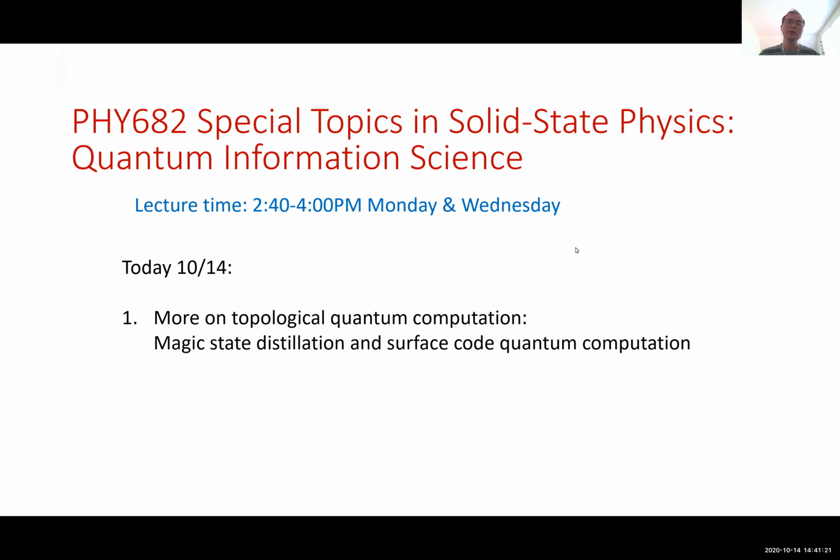Last time we talked about using anyons and using Kitaev-type chains to generate Majorana zero modes and braid them to do topological quantum computation. There is something missing, in the sense that non-Clifford gates cannot be implemented in a protected way. I mentioned magic state distillation could be used, so we're going to see that in today's lecture.